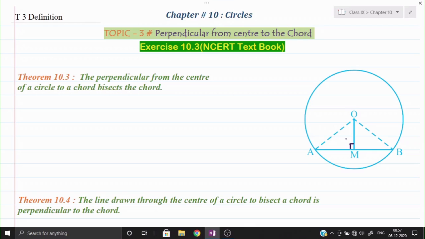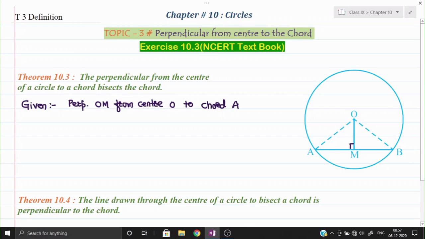What is the requirement of this theorem? What do we need to apply this theorem? The given you need over here is a perpendicular OM from center O to chord AB. So first of all you need one perpendicular from the center to the chord AB.